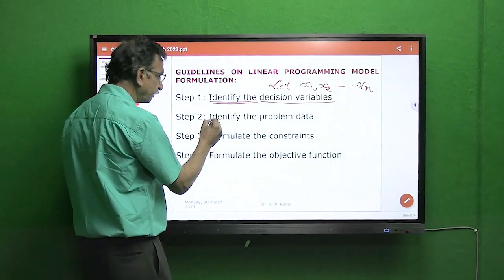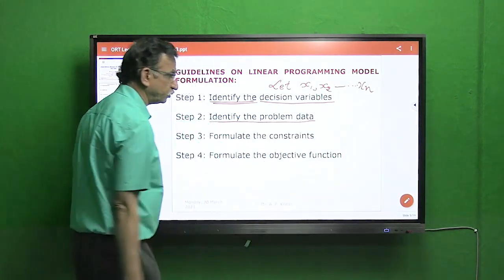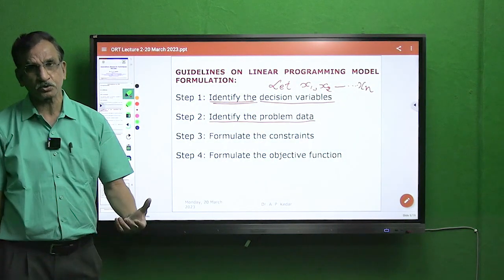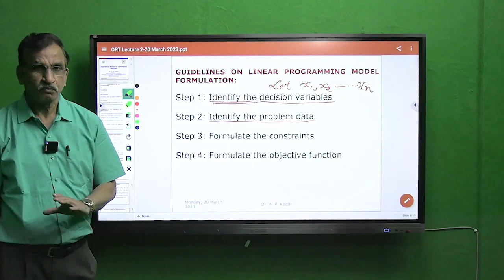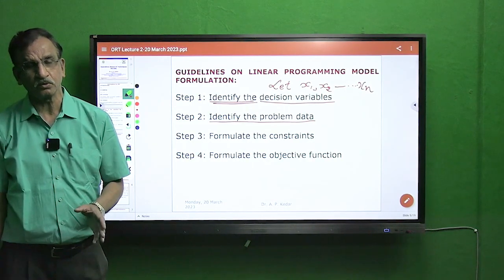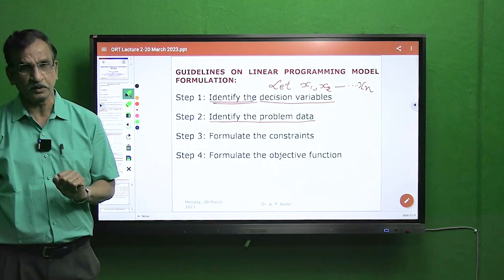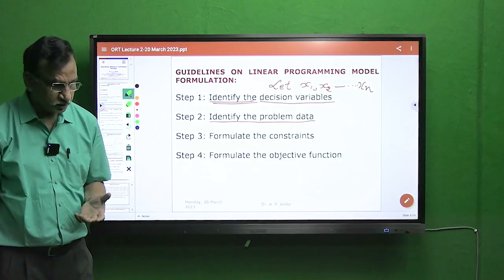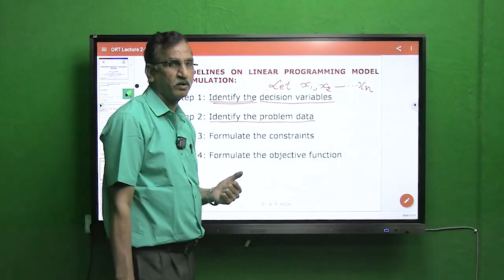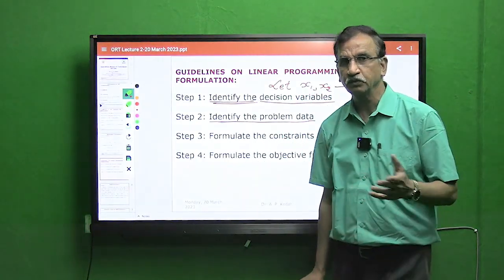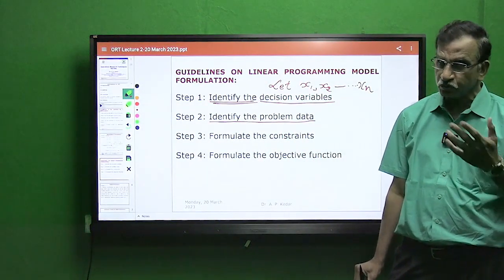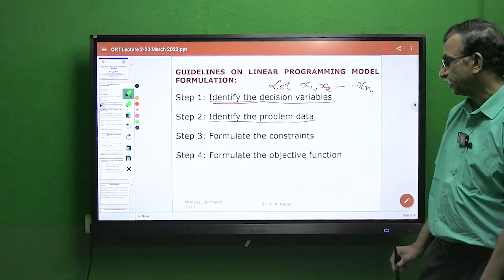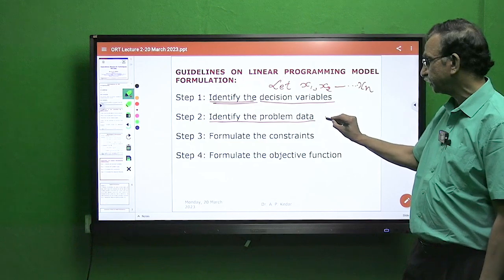Second, identify problem data. Whatever problem is given to you, in the problem data you have to identify the various resources available to you, because without resources, and that too without a limited amount of resources available, we cannot proceed forward. If you want to produce something, then you must have the amount of raw materials required for production of those quantities in the form of finished goods. So you have to identify the various resources available from the data, and therefore the second step is to identify the problem data.